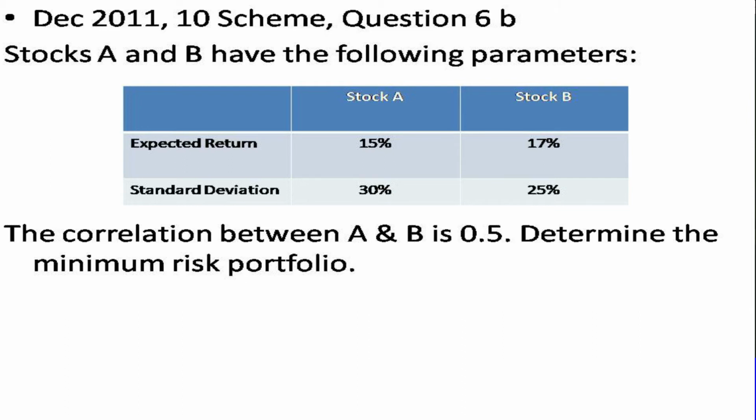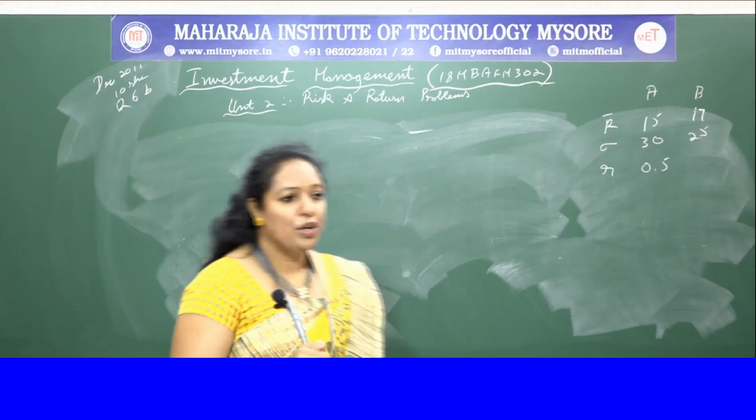Stocks A and B have the following parameters. They have given the expected return of stock A and B, that is 15 and 17. Next, they have given standard deviation, which is 30 and 25. And they have given the correlation coefficient between them, which is 0.5. So determine the minimum risk portfolio.